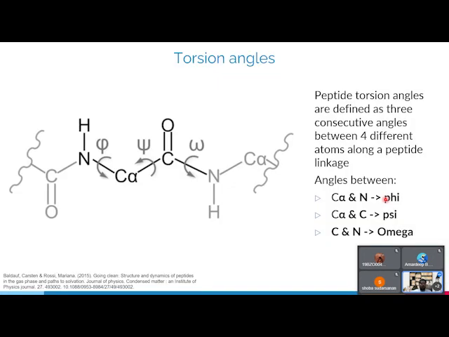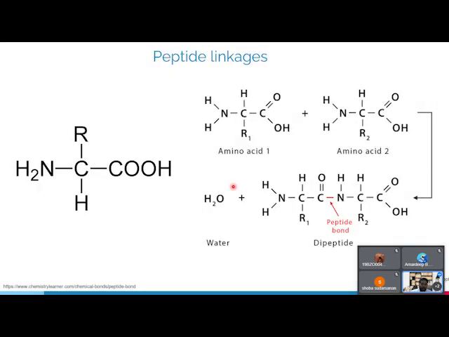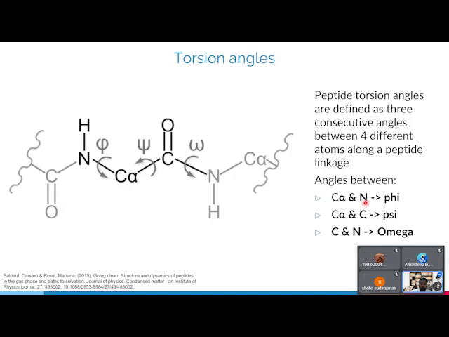Now, let us look into what torsion angles are. Peptide torsion angles are defined as three consecutive angles between four different atoms in a peptide linkage. If we go back, we had alpha carbon followed by carboxylic carbon followed by a nitrogen followed by another alpha carbon. The same trend is followed here. We have just removed the hydrogen and the R group. We have the nitrogen, the alpha carbon, the carboxylic carbon, and the second amine. In this structure, there are different angles, the phi, chi, and omega angles between these four atoms.